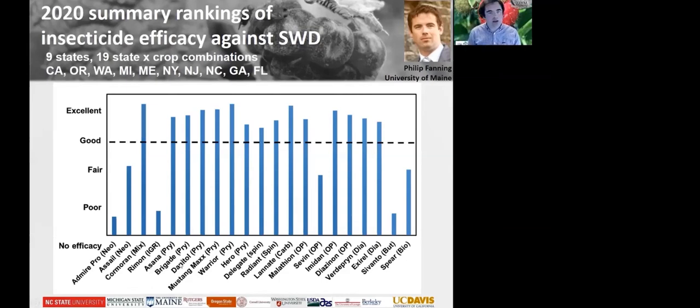I apologize for the international folks. These are all trade names associated with US products. The next group is the pyrethroids. These all have a PYR in the parentheses after the product name, and they all score good to excellent for spotted wing Drosophila control. So this has been an important chemical class for us in controlling spotted wing Drosophila. Spinosyns, which is Delegate and Radiant, also rank good to excellent in the listings here.